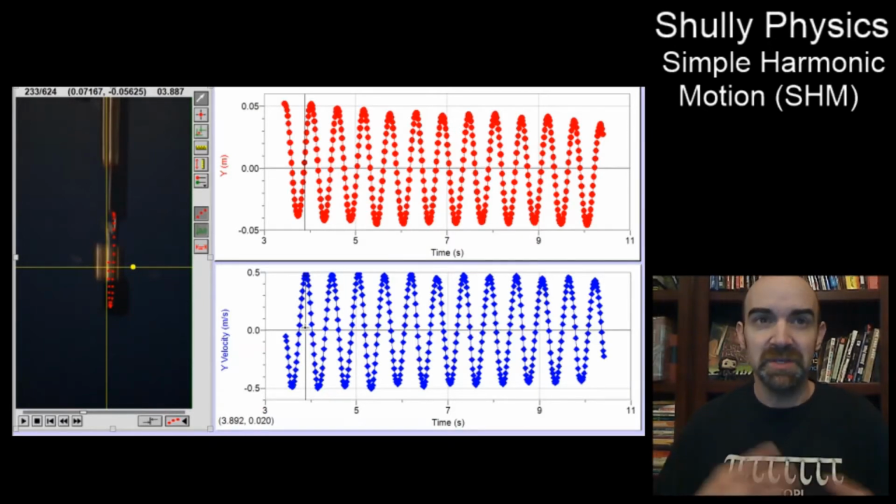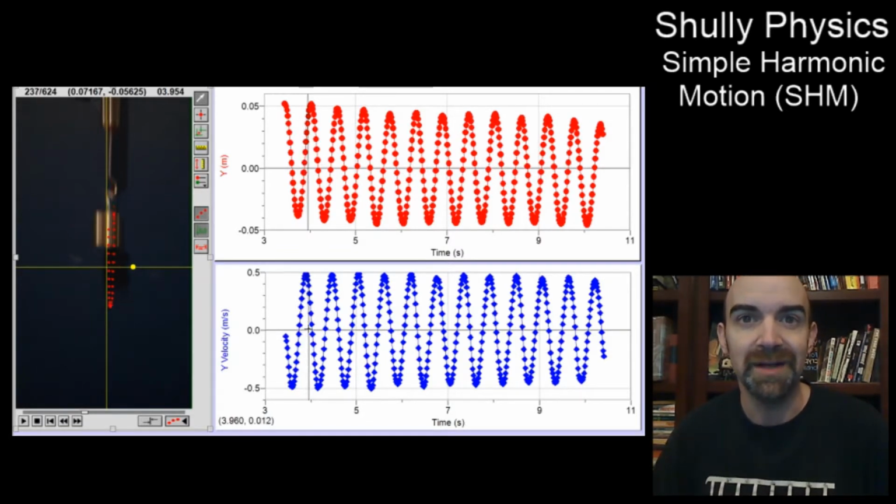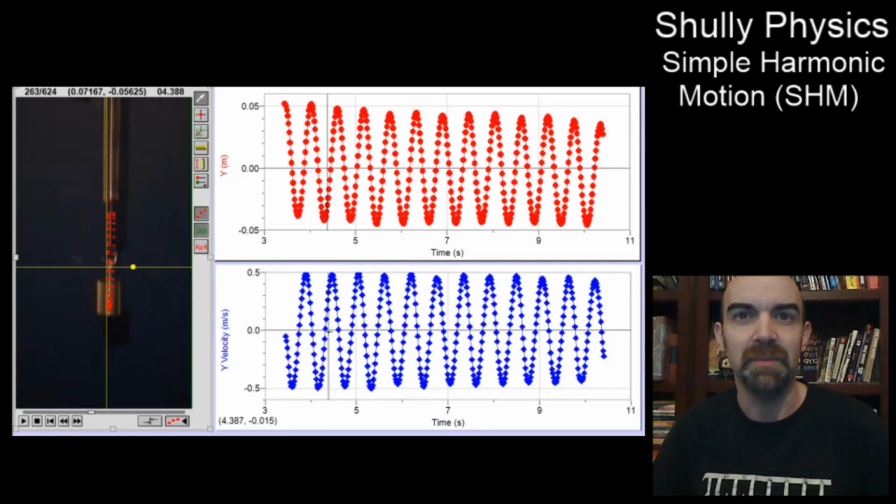Something we're seeing here, a little pattern, is that the maximum velocity of this mass occurs at the very center of its motion. And the minimum velocity of the mass occurs right there at the top of its motion and right here at the bottom of its motion. Meanwhile, it's got a negative maximum when it's passing downward through the center, and a positive maximum when it's passing upward through the center.